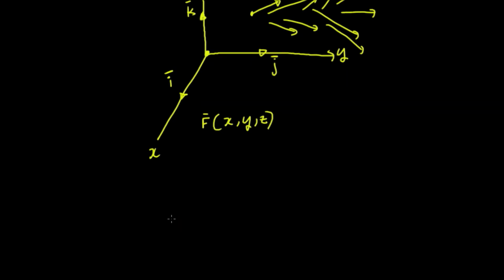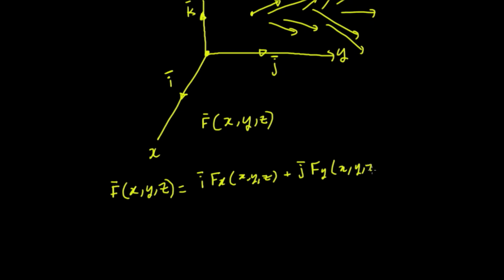So we can then write it out as the vector function of x, y, and z is equal to the component vector i, which will give you the function in terms of the x direction over x, y, and z, plus the function j in the y direction over x, y, and z, plus a function over component vector k in the z direction of x, y, and z.